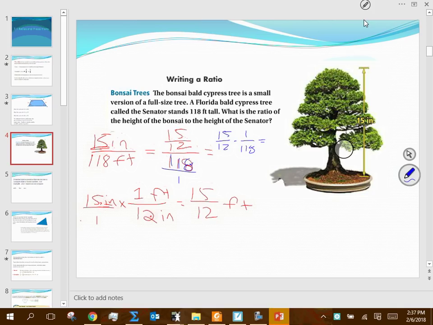What's 15 times 1? 15. What's 12 times 118? 1416. Is that the exact same 1416 that we got earlier by changing everything into inches, right? Yeah.